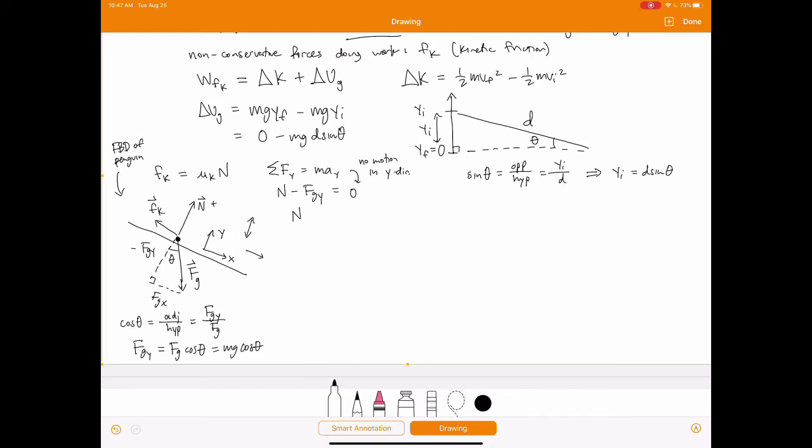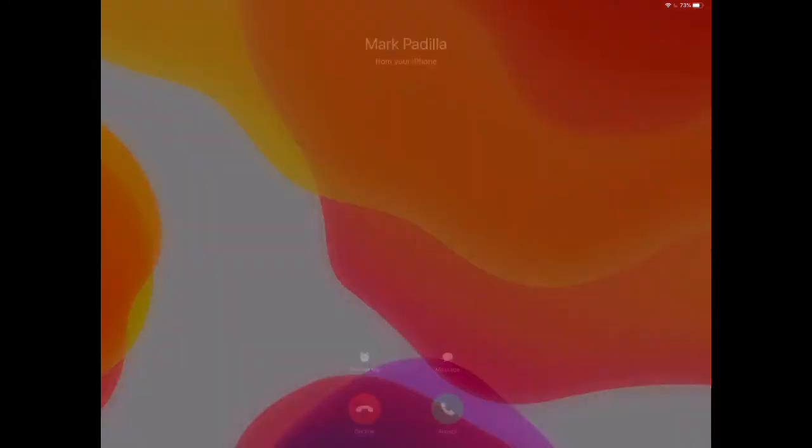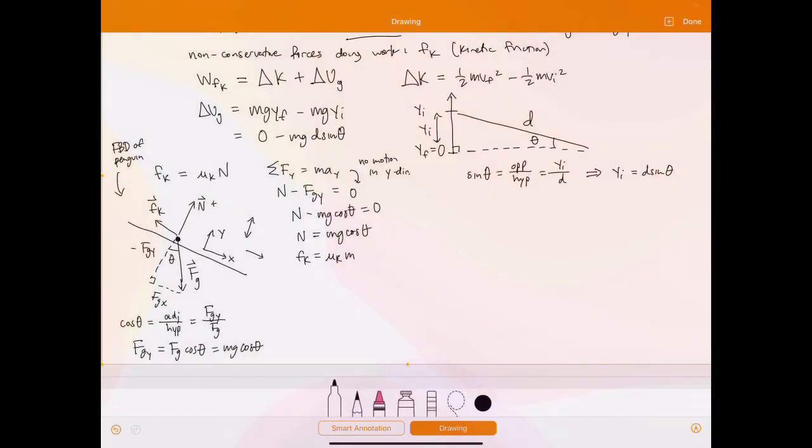So I'll have N minus FGY, which is mg cos theta, as we just said. That equals 0. So therefore, N is equal to mg cos theta, and then therefore, the friction force is equal to mu k mg cos theta.